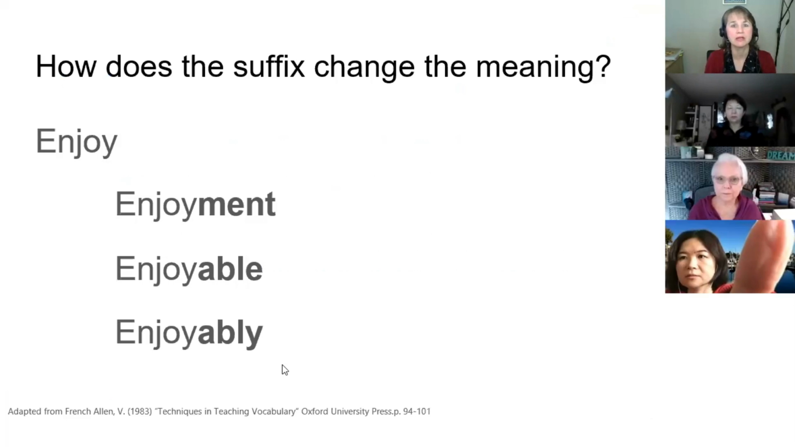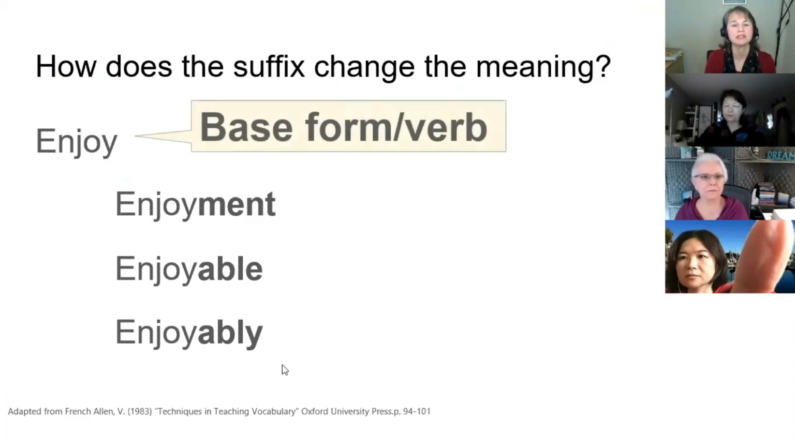All right. Here we go. So let's take a look. How does the suffix change the meaning? So enjoy is your base form. If you look up in the dictionary, you see enjoy, to be happy. Well, you definitely notice the word joy in there, right? Joy, to be happy, joyful.